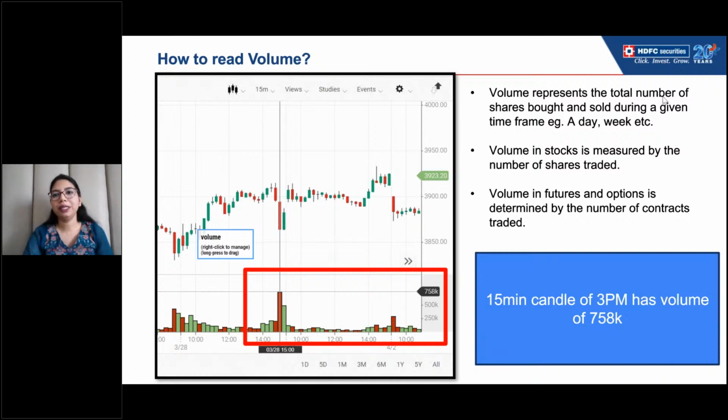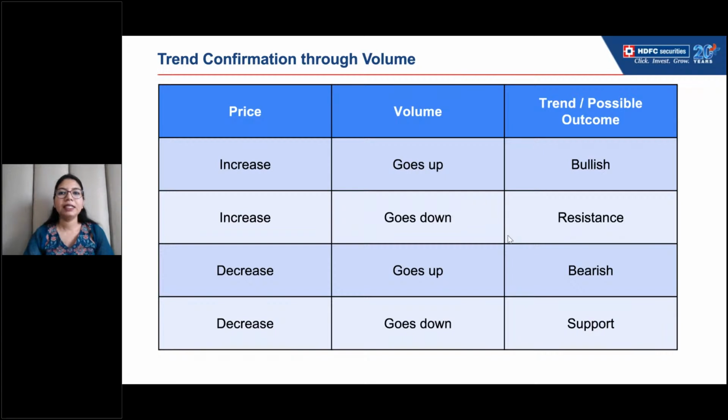So volume represents the total number of shares bought and sold during a given period of time. It can be a day, a week, or even minutes. Okay, volume in stocks is measured by the number of shares traded, and volume in futures and options is determined by the number of contracts traded. In one you see shares, in the other you see contracts; that's the only difference. Okay, let's go forward.